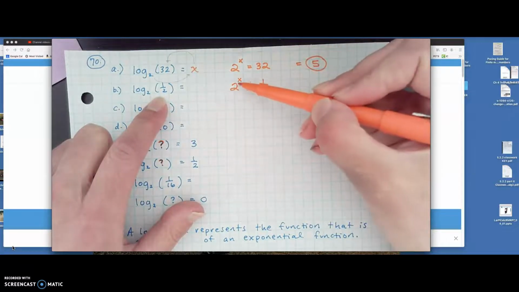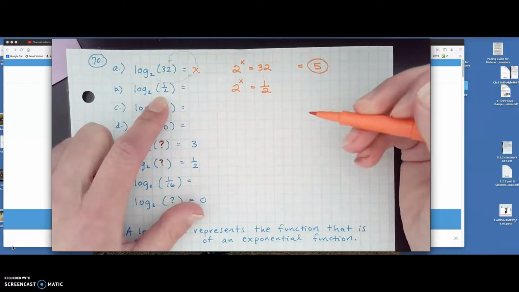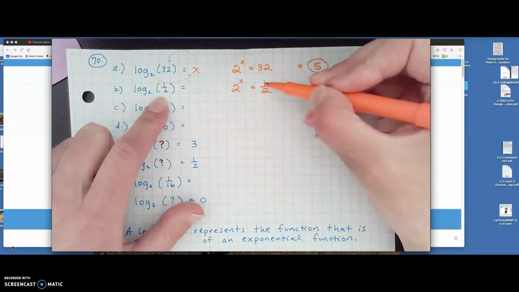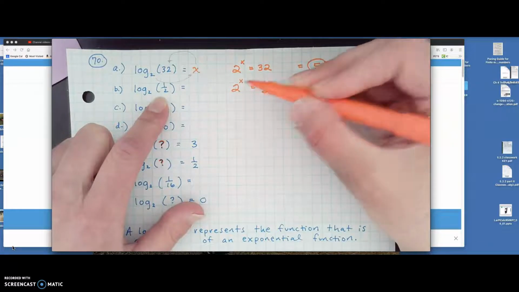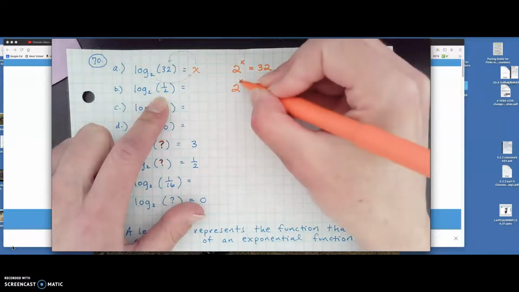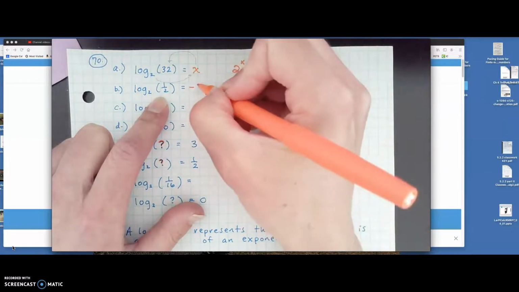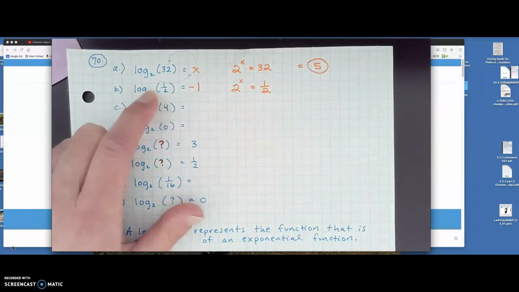So I think that is another one that we did on the first video. So really, the fact that this 2 became a fraction, 1/2, just means that this was a negative exponent. So the x would have had to be a -1. So 2 to the -1 is going to equal 1/2.